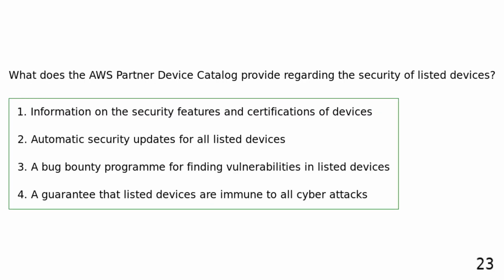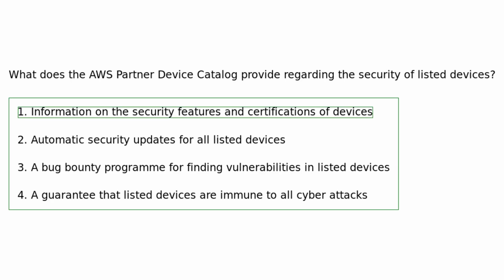What does the AWS Partner Device Catalog provide regarding the security of listed devices? Information on the security features and certifications of devices. Automatic security updates for all listed devices. A bug bounty program for finding vulnerabilities in listed devices. A guarantee that listed devices are immune to all cyber attacks. The AWS Partner Device Catalog provides information on the security features and certifications of listed devices, helping customers understand the security capabilities of each device and make informed decisions based on their security requirements.